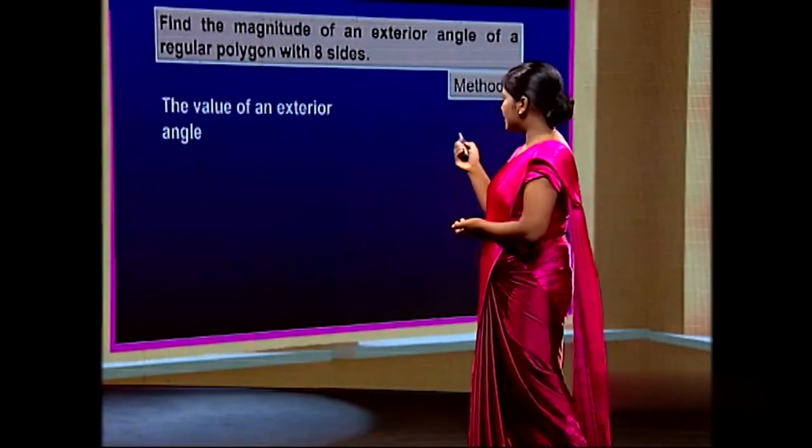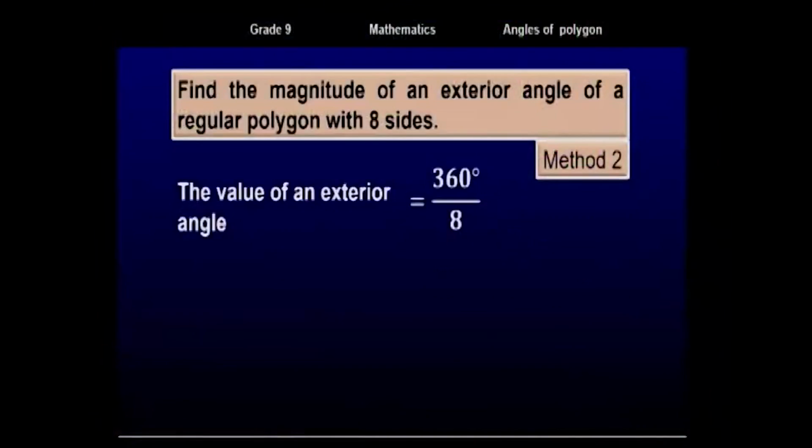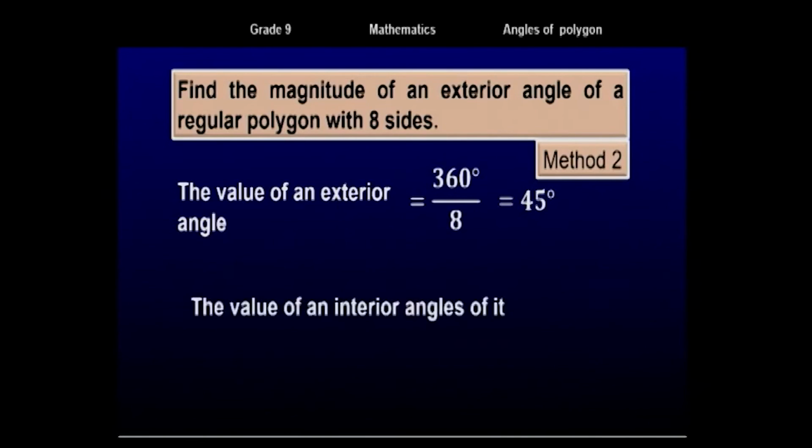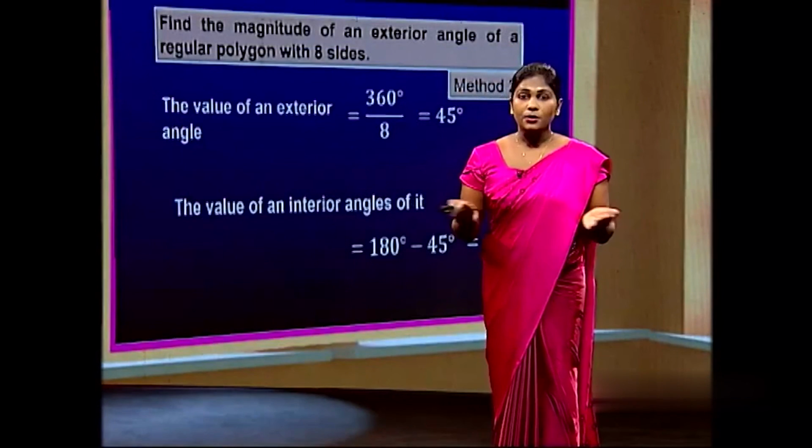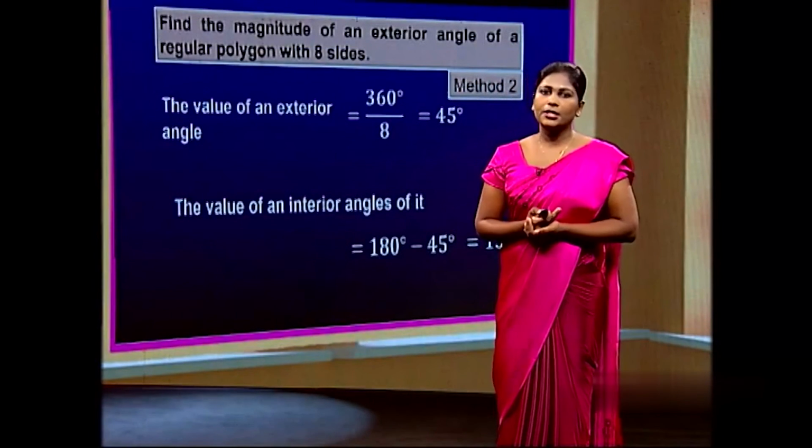The value of an exterior angle is 360 degrees divided by 8, because we know the sum of the exterior angles is equal to 360. So when we divide, the answer should be 45 degrees. Then you can obtain the value of the interior angle as 180 minus 45. Why? Because the sum of the interior plus exterior angle per vertex is equal to 180 degrees. And also you can take 135 degrees.